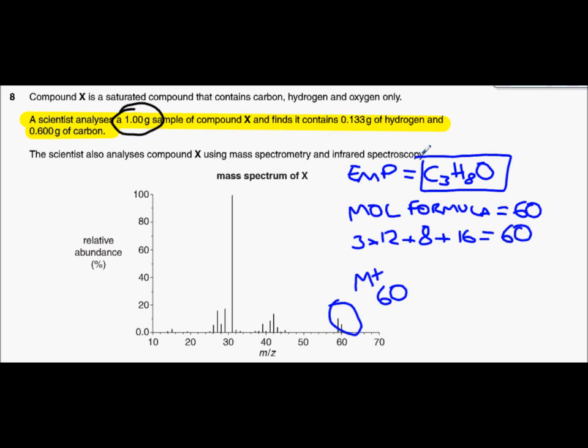C3H8O. We now know that that is our molecular formula because the empirical formula matches the data given on our mass spec of being an M+ peak at 60, our m/z value being 60, and therefore our Mr being 60. So we've now used the mass spectra as well. If we go on now, we move that out of the way.